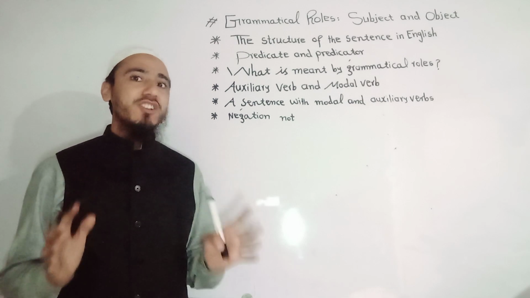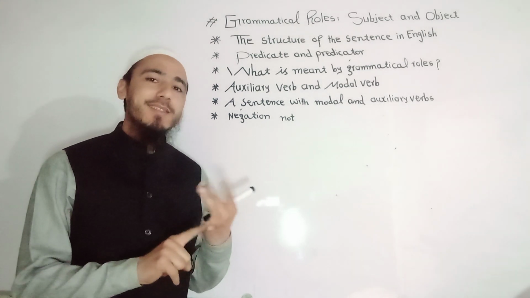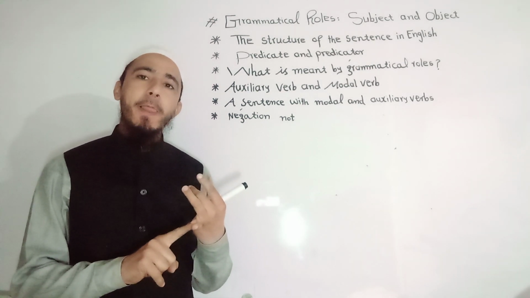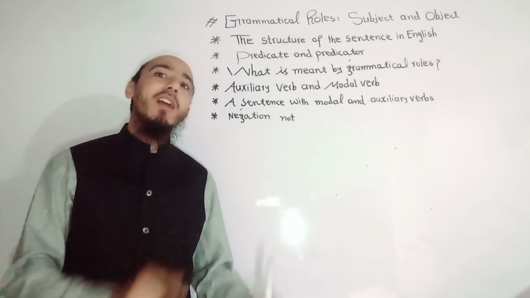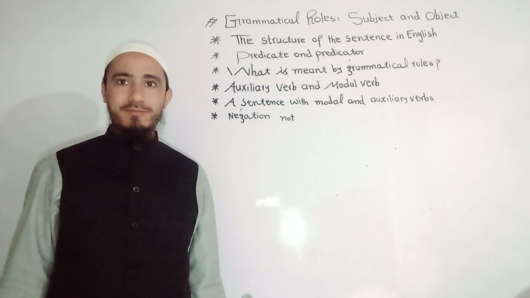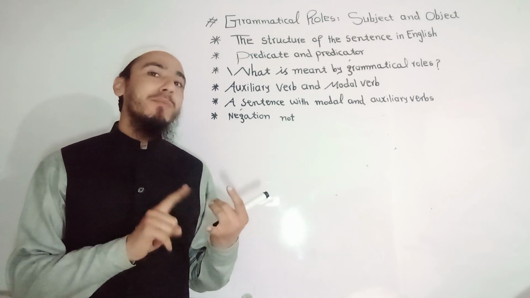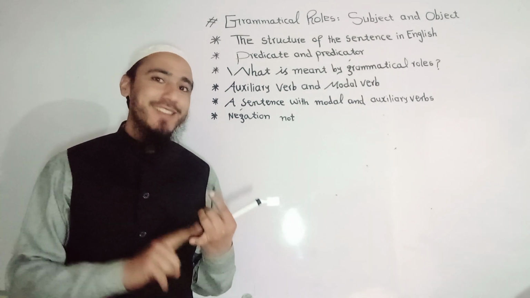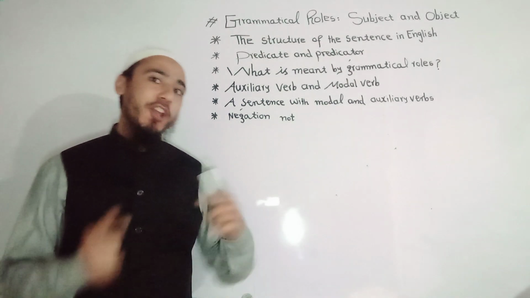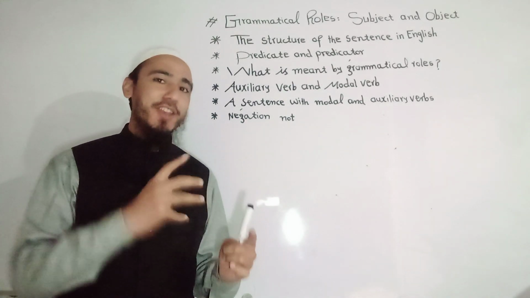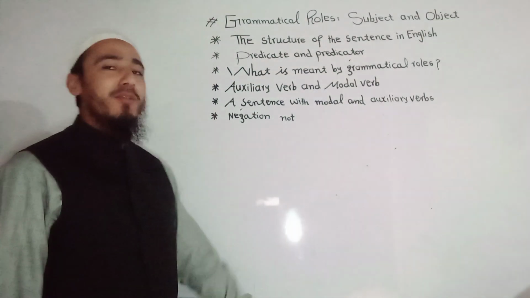According to grammatical rules, a verb phrase is preceded by a noun phrase, and a verb phrase can also be followed by a noun phrase. What does it mean? I'm repeating. Whenever a verb phrase is preceded by a noun phrase, and sometimes it can be followed by a noun phrase, this process is called what? This process is called grammatical rules.